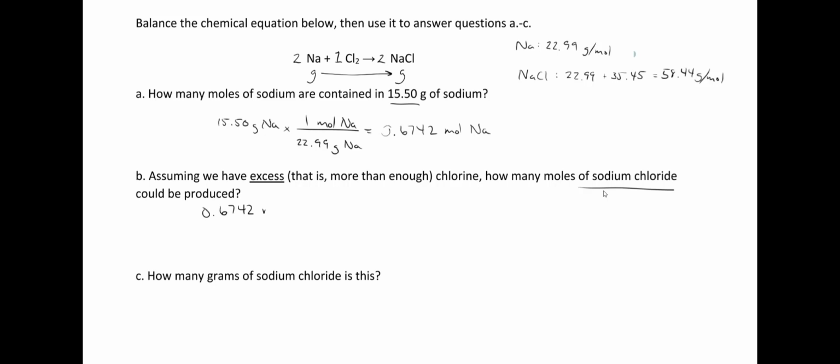0.6742 moles of sodium. And using the balanced equation here, we can go from 2 moles of sodium to 2 moles of sodium chloride. So the purpose of that was simply to change the unit, because the 2's cancel. So this gives us 0.6742 moles of sodium chloride.